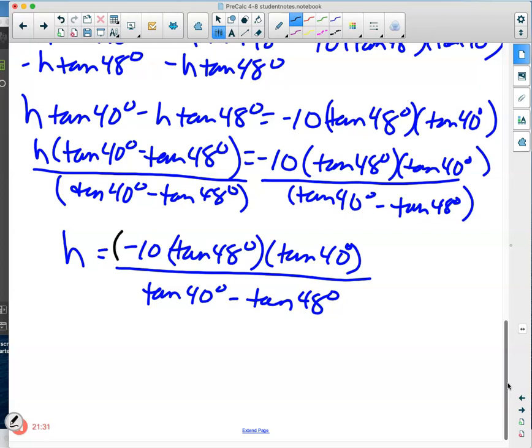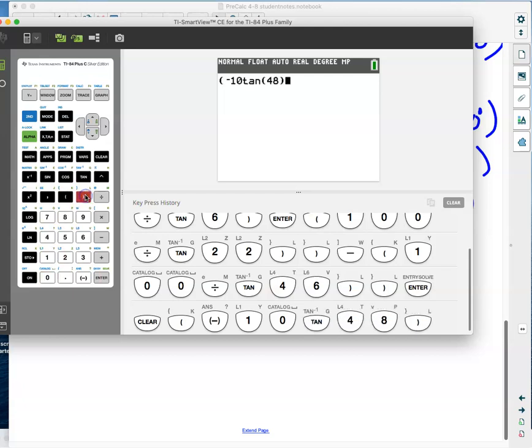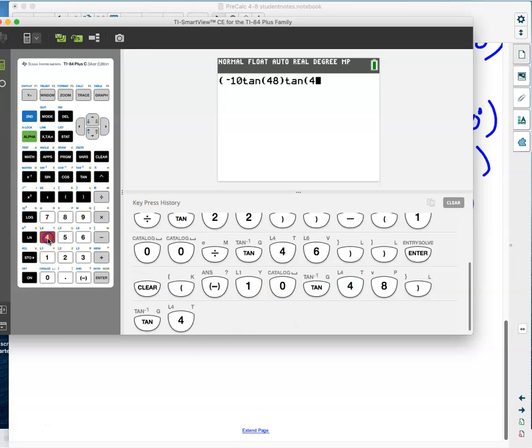So we're going to need a couple of sets of parentheses here to let the calculator know, hey, this is everything in the numerator. This is everything in the denominator that we want to divide by. And yeah, it's going to be kind of messy looking. Start with a fresh page at least. So we had negative 10 tan 48 tan 40 divided by tan 40 minus tan 48.